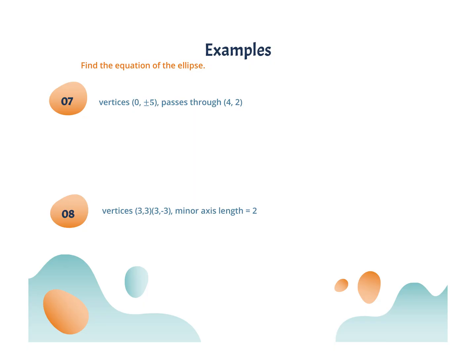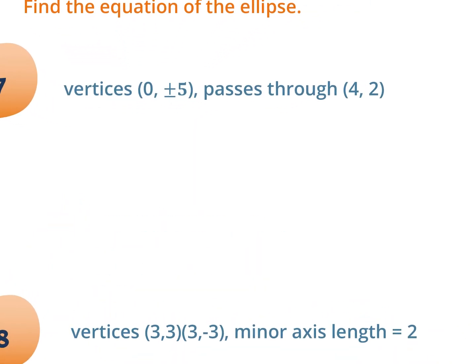All right, let's do number 7. So 7, it tells us our vertices are 0, plus or minus 5, and it passes through 4, 2. So if our vertices are 0, plus or minus 5, we stay at 0 and go up and down 5. Those would be our major vertices. So if our major vertices go up and down, would A squared be under the X or under the Y? Under the Y, perfect. Where would our center be here? 0, 0. It doesn't tell us, but we know that our center is going to be in between wherever our vertices are. So 0, 0.